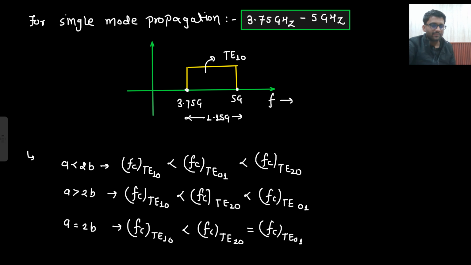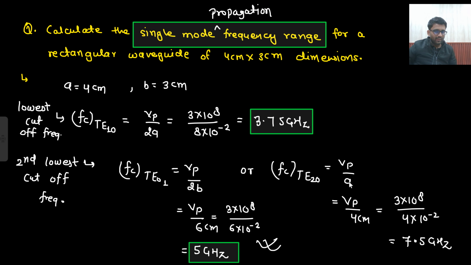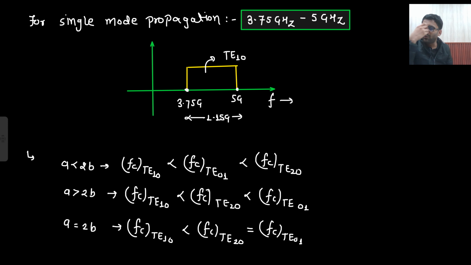Why is that so? Why both are equal? Because if you put A equals to 2B here, so what will be the equation? Cutoff frequency will be Vp by 2B. Here also it is Vp by 2B only. So both will be equal, right? So this you do not need to remember, because in the examination you will be getting confused. So better you derive this thing.